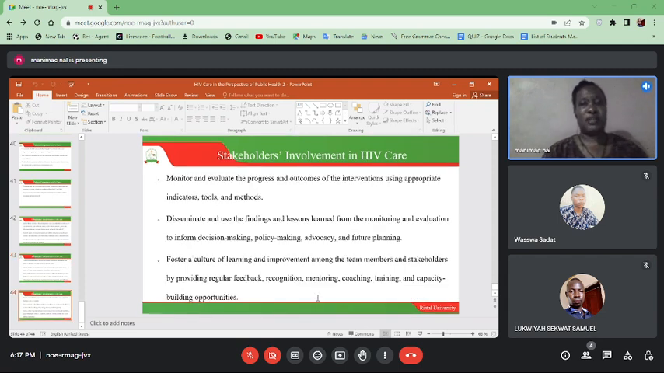Lastly, monitor and evaluate progress as well as outcomes of this intervention using appropriate indicators. Disseminate whatever information you've got. Use the findings and lessons learned from monitoring and evaluation to inform decision-makers and policymakers, for advocacy and for future planning. Foster a culture of learning and improvement among team members and other stakeholders by providing regular feedback, recognition, monitoring, coaching, training, capacity building, and all in all.